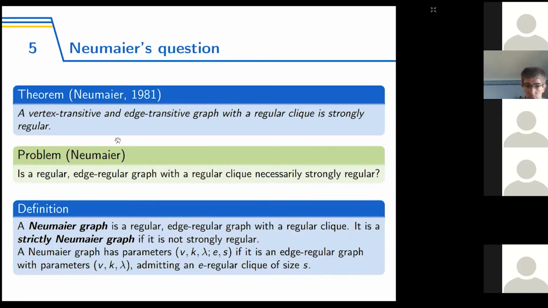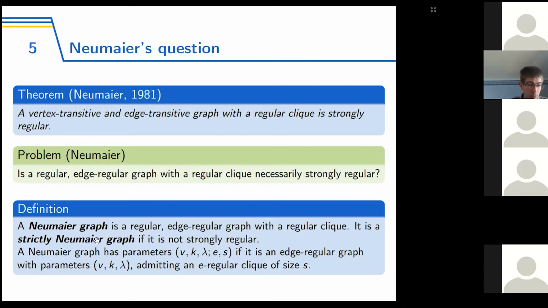Now, such a Neumaier graph has a bunch of parameters. Well, the classic parameters of an edge-regular graph: v vertices, k-regular, lambda edge-regular. And now we also have the e and the s, pointing to an e-regular clique of size s.